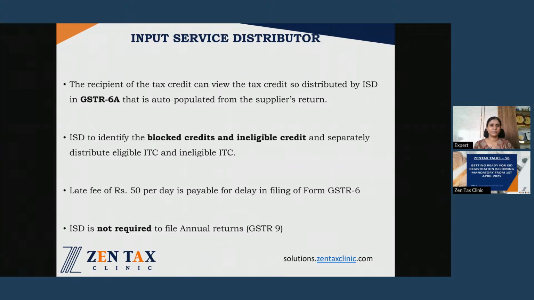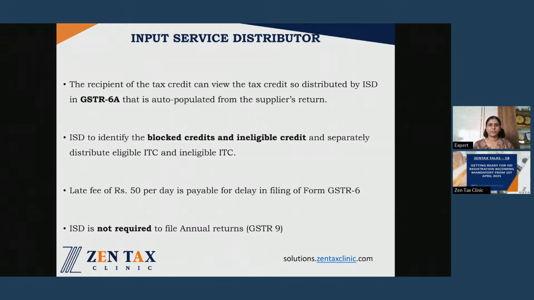The main challenge for the ISD is to identify the blocked credit and the ineligible credit, and they should determine those blocked credits and ineligible credits, and while transferring they should separately distribute the eligible credit and the ineligible credit. In case of late filing of GSTR 6, a late fee of rupees 50 per day will be levied.